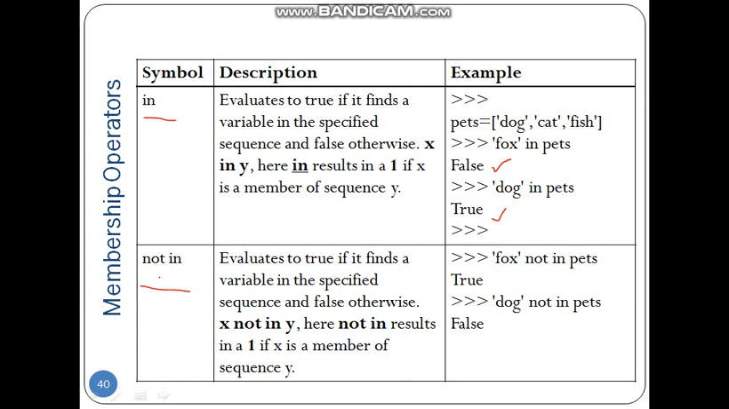Now let's see the not in. Not in is just the opposite of in. Fox not in pet. Is fox not in pet? Yes, it is not there. So it is true. Dog not in pet? No, it's not true because dog is there. So you can't say that. So it is false. So this is the membership operator.